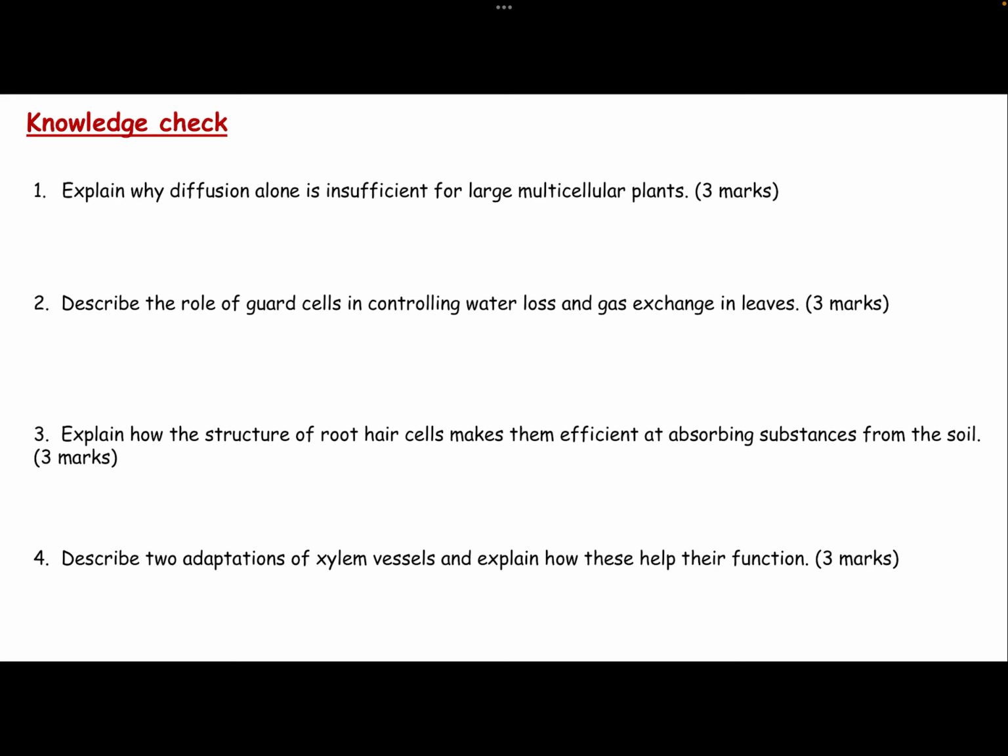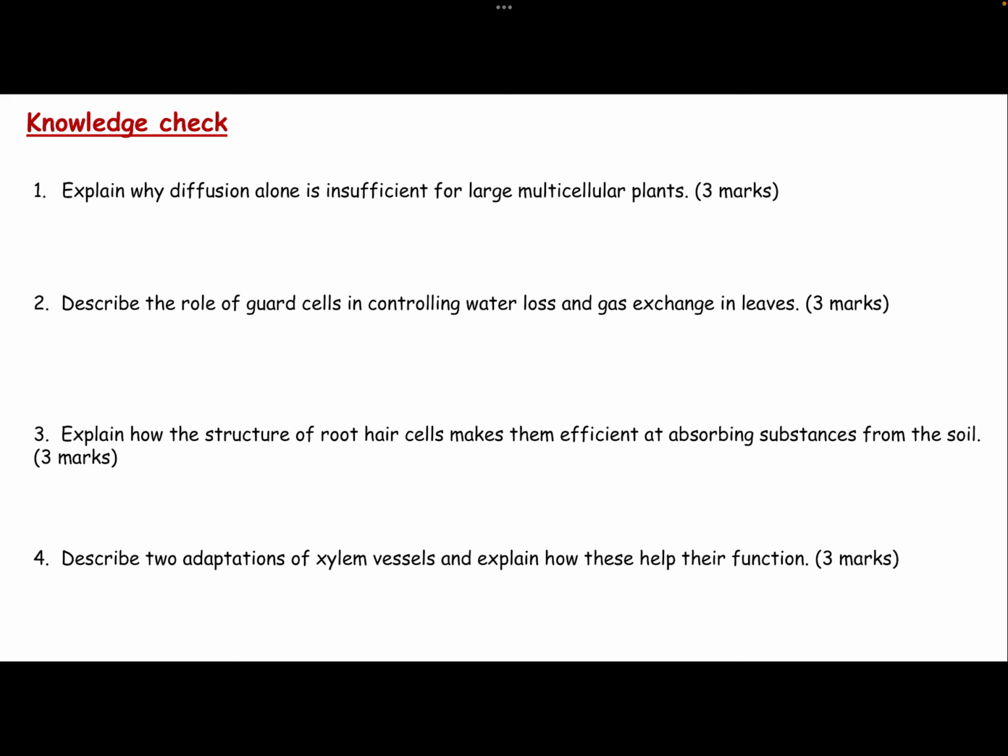I went through that quite quickly, but if you want to, just go back to the start and watch the video again. So here we have 4 questions, each of them values 3 marks. So you can have a go and see what you make of them.